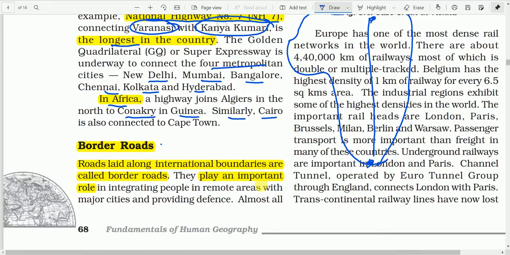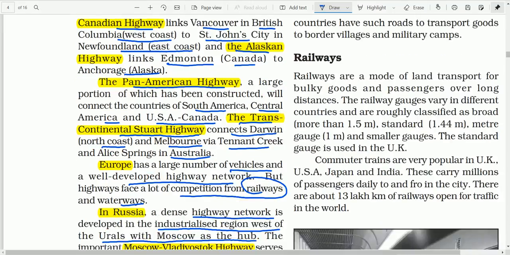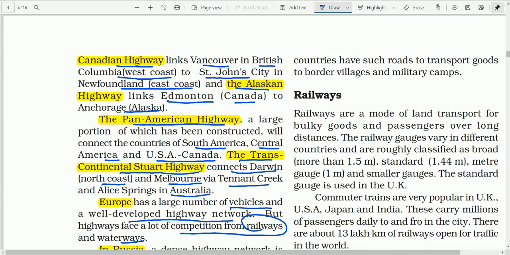Next, we have border roads. So roads laid along international boundaries are called border roads. Border roads are the roads constructed along the international boundaries, and they play an important role in integrating people in remote areas with major cities, providing defense. Almost all the countries have such roads to transport goods to border villages and military camps. So it tells the importance or the significance of border roads.